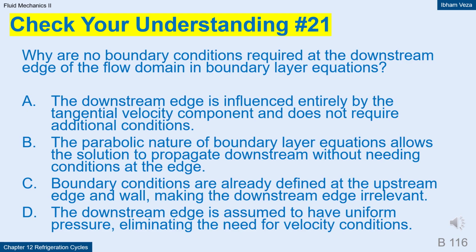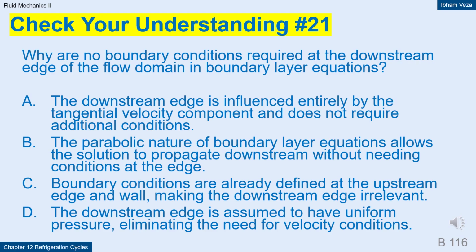Check your understanding number 21. Why are no boundary conditions required at the downstream edge of the flow domain in boundary layer equations? B. The parabolic nature of boundary layer equations allows the solution to propagate downstream without needing conditions at the edge.